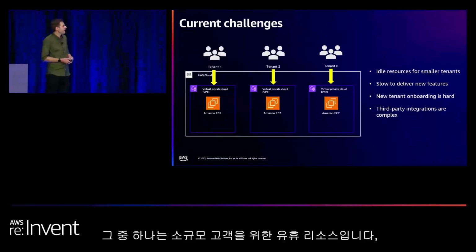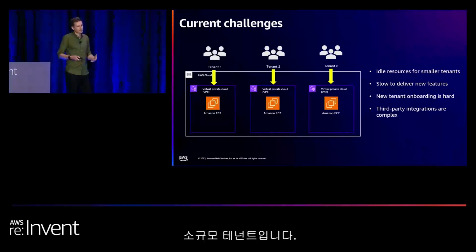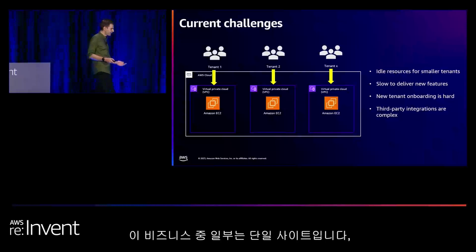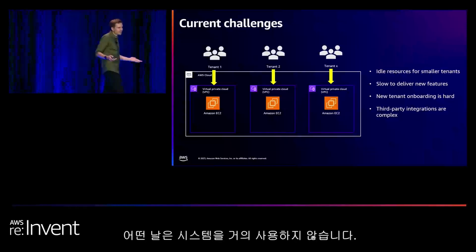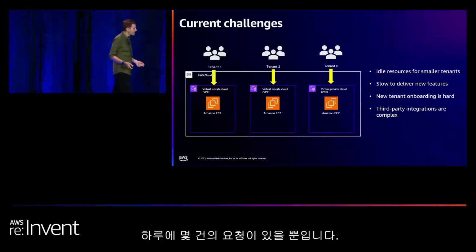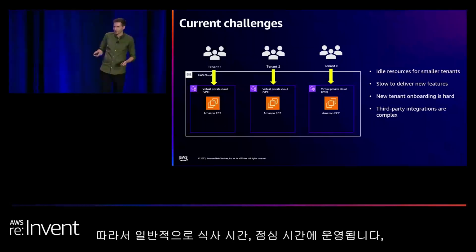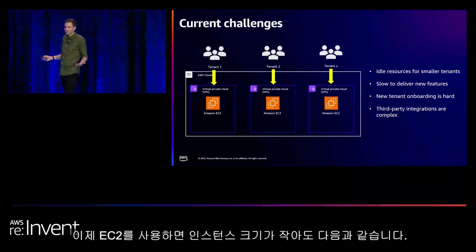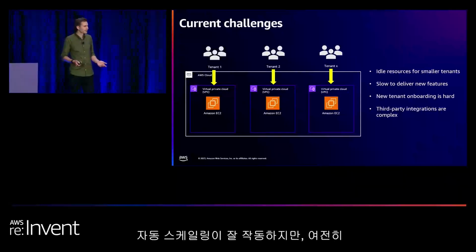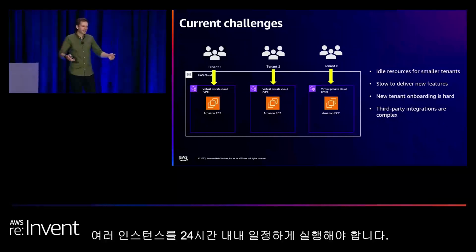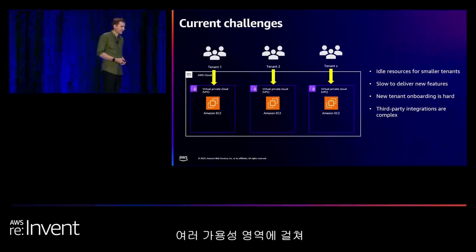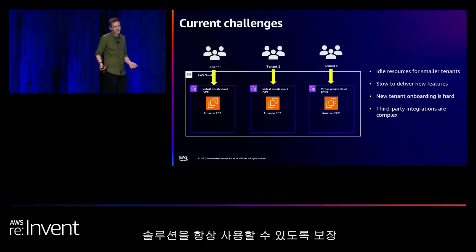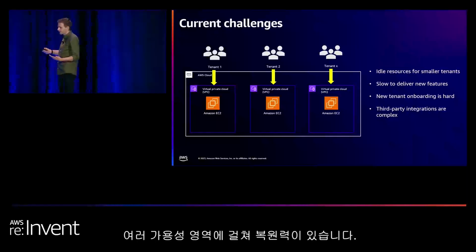One of them is idle resources for smaller customers, smaller tenants. Right, some of these businesses are just a single site, and some days they barely use the system. There's just a few requests within a day. Remember that these are restaurants as well, so they're generally operating in meal times, lunch and dinner, but outside of that, the activity is fairly low. Now, with EC2, even with small instance sizes and good auto-scaling, we've still got to maintain a constant 24/7 running of multiple instances across multiple availability zones to ensure the solution is always available and it's resilient across multiple availability zones.